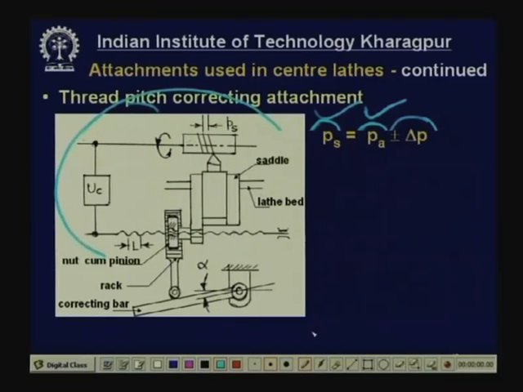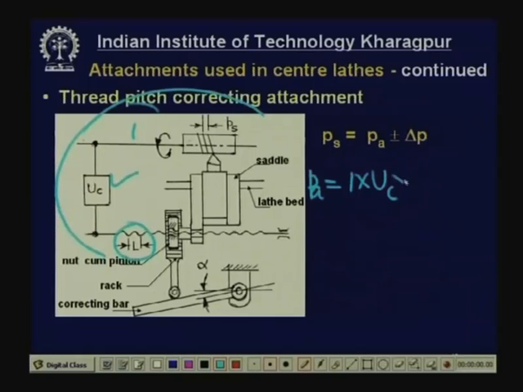See, now look into this equation. P S is the stipulated pitch. What is P A? P A is equal to job rotation, 1 rotation, multiplied by the transmission ratio U C, multiplied by L, the lead of the screw. So, this is P A, all right. Now, what is delta P? Delta P is very interesting, maybe plus minus.